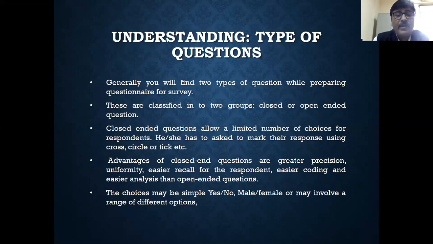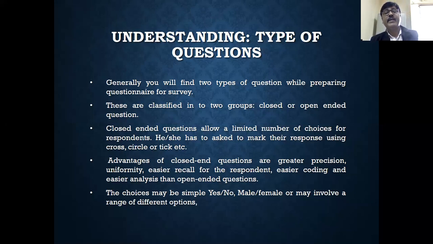That is very important. Generally, when you are framing any questionnaire for a survey, you will find two types of questions: closed ended questionnaire and open ended questionnaire. The questionnaire is generally classified into these two groups.